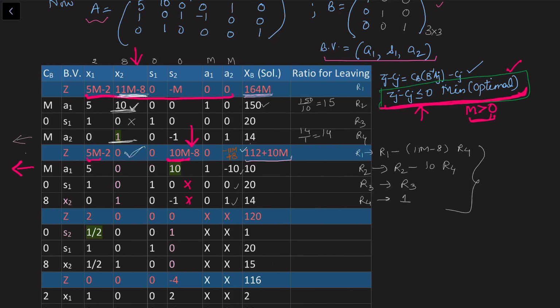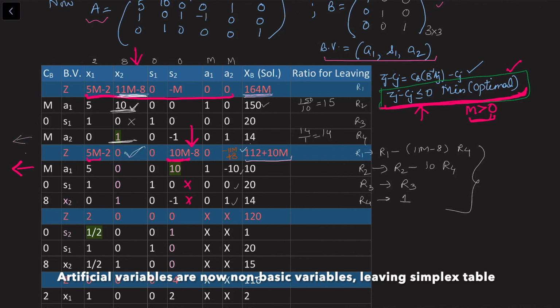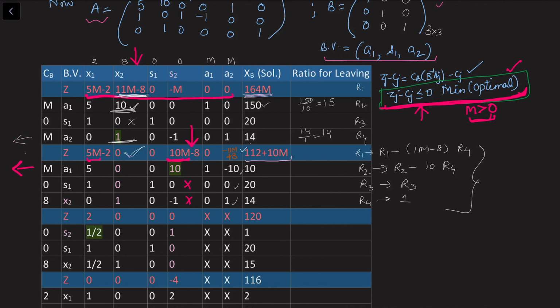These two both are not allowed. So 10 is leaving, and hence this 10 becomes the pivot element. So in the next table I require a 1 here and all the other entries 0. And the variable S2 which is entering has now replaced the artificial variable A1.